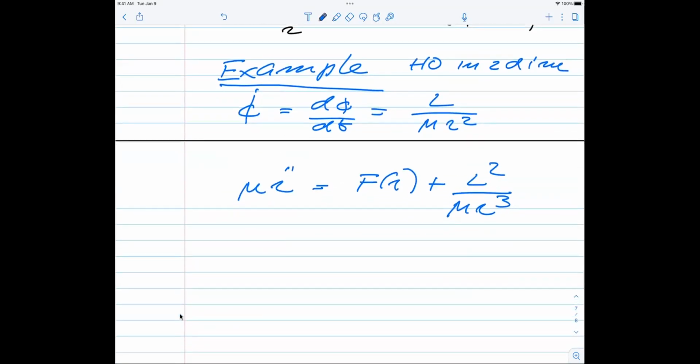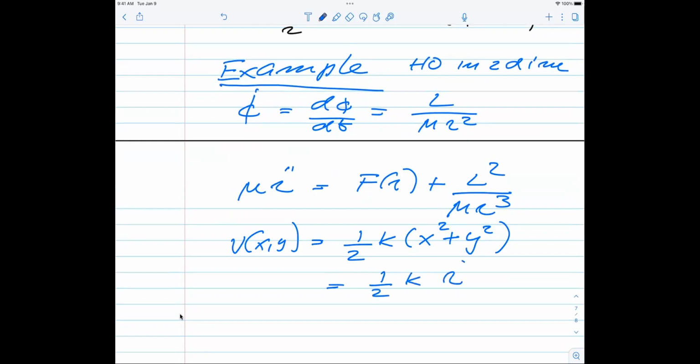For that specific case, the potential V of x and y is given by 1/2 times k times (x squared plus y squared). And this is the same as 1/2 times k multiplied with r squared.